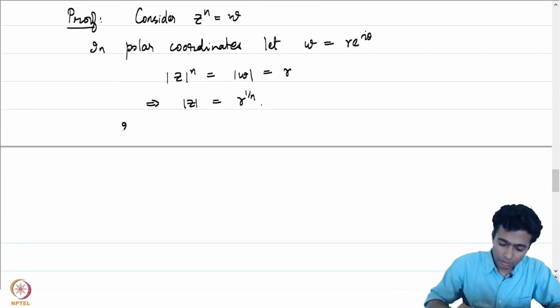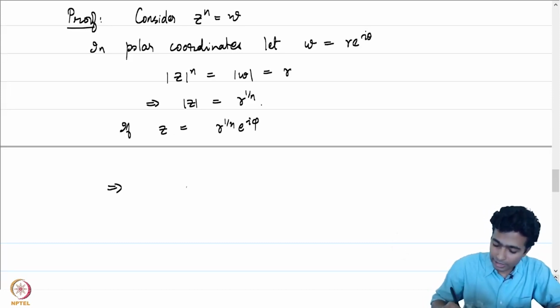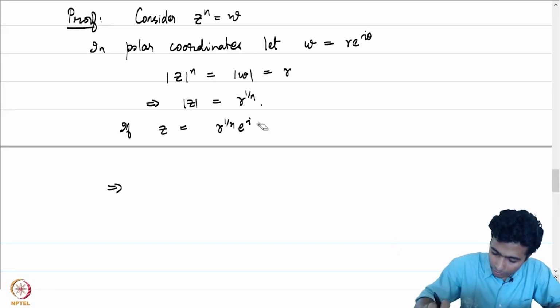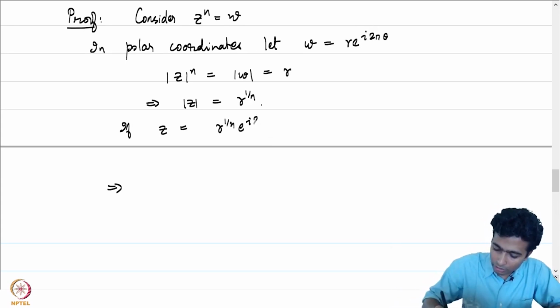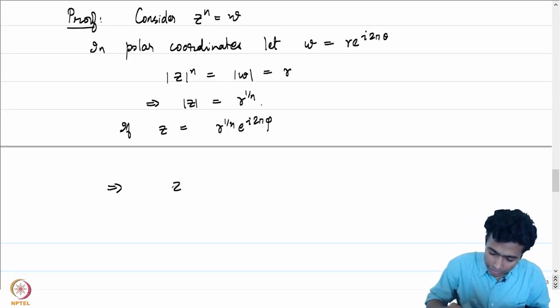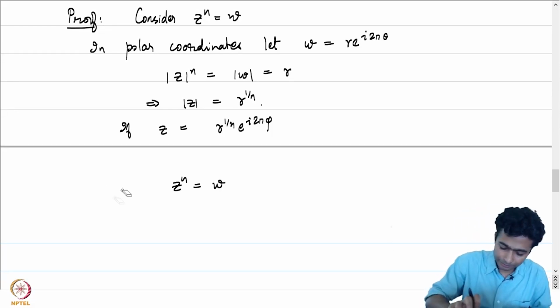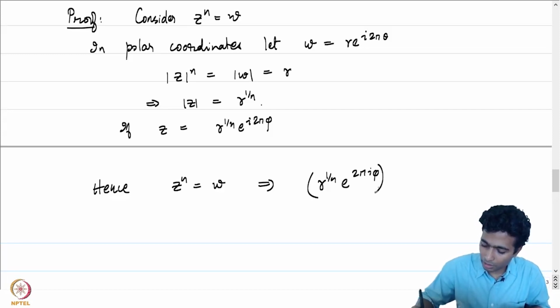And if Z is now equal to r to the power 1 by n, say e to the power 2 pi I phi, I should put that 2 pi so that I have to worry only about the interval 0 to 1. So let me put a 2 pi phi here, and then we have Z to the power n is equal to W, which implies r to the power 1 by n e to the power 2 pi I phi to the power n.